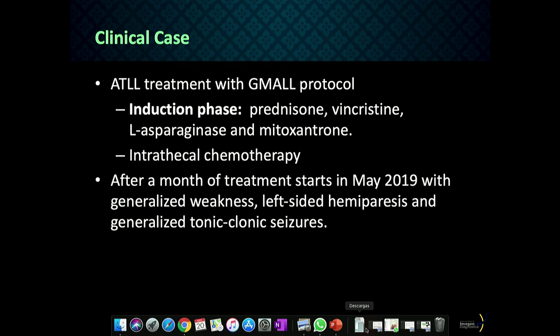The GMALL protocol is a German protocol where different kinds of chemotherapeutic agents are used. Immediately, she started the induction phase, where the chemotherapy agents used were prednisone, vincristine, L-asparaginase, and mitoxantrone. Besides, intrathecal chemotherapy was also applied.